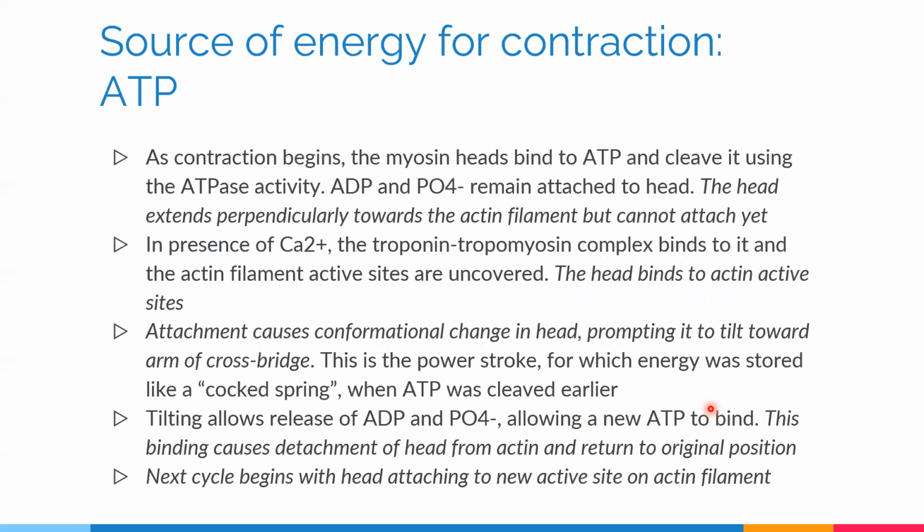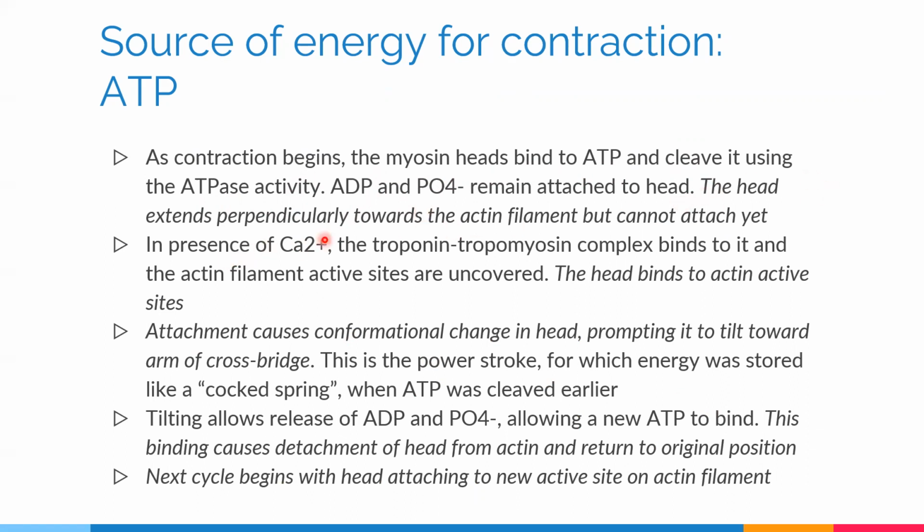Next, we come to the source of energy for contraction. What exactly helps in the contraction of the muscle fiber? And obviously, the answer is ATP. As contraction begins, the myosin head binds to ATP and cleaves it, using its ATPase activity. As we know, ATP after cleavage forms ADP and phosphate. Both the products of the reaction, ADP and phosphate, remain attached to the head.